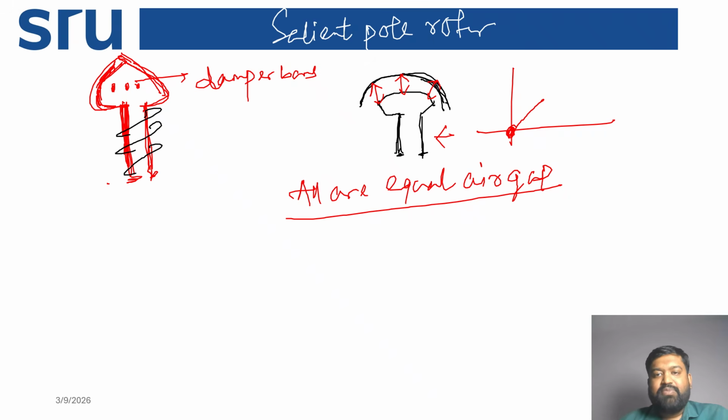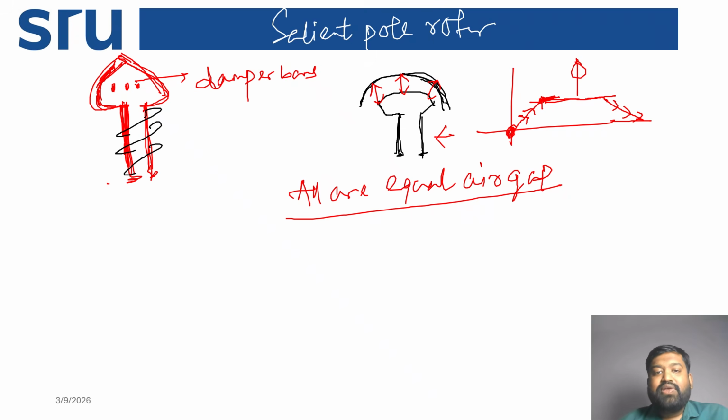Initially the flux will develop, and after the flux reaches the rated limit, it will be constant for some time, and after this again it will reduce to zero. The flux gradually increases to a certain point, after that it will be constant, and gradually it will decrease. Okay, this is nothing but the flux.